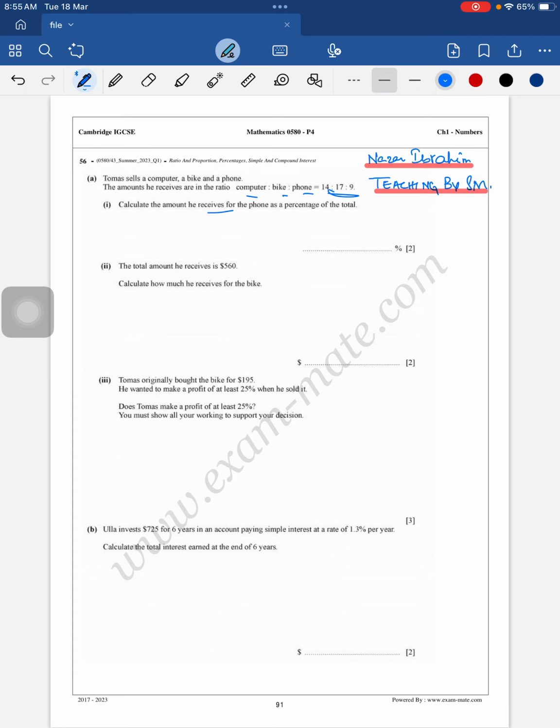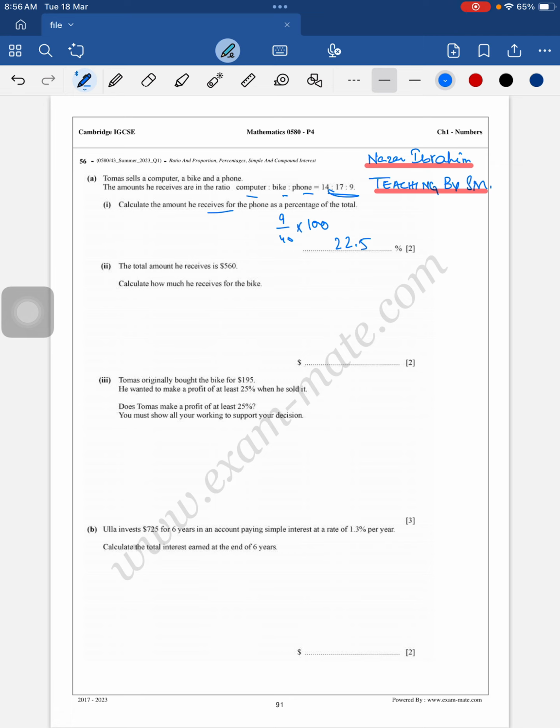Okay, so for the phone the ratio value is 9, and the total is 14 plus 17 is 31, plus 9 is 40, multiplied by 100 because he is asking for the percentage, right? So 9 upon 40 multiplied by 100, we are getting 22.5%. Okay, question number 2, part 2.